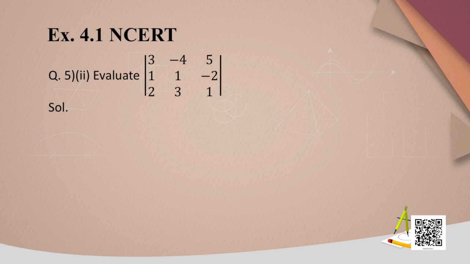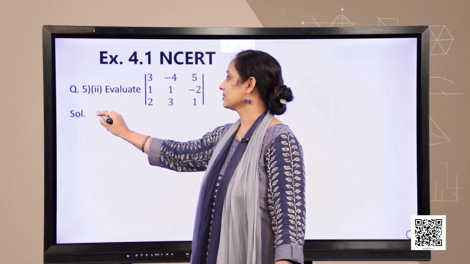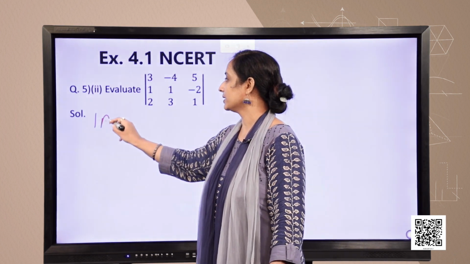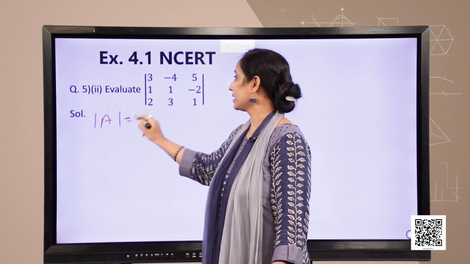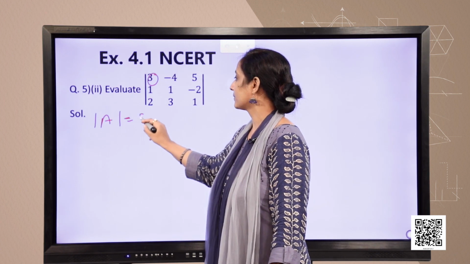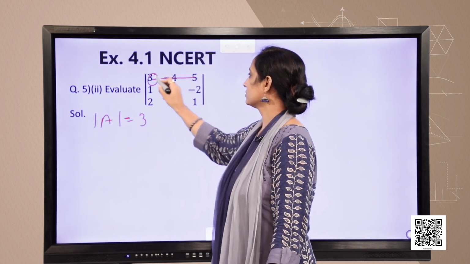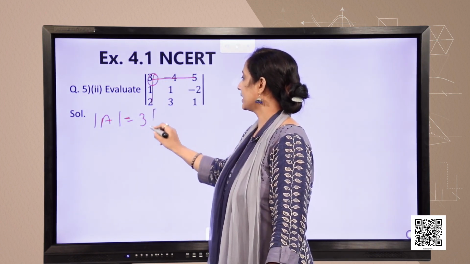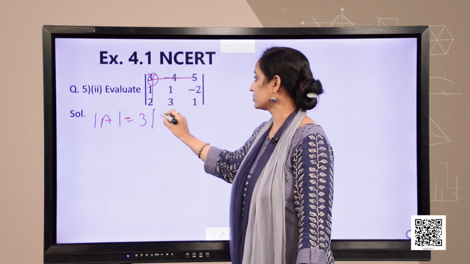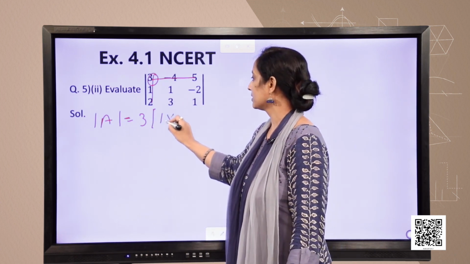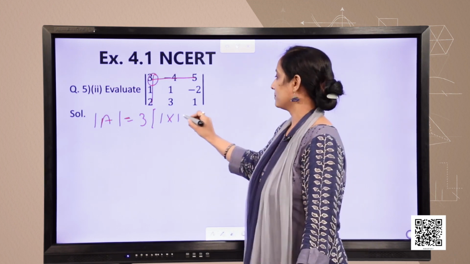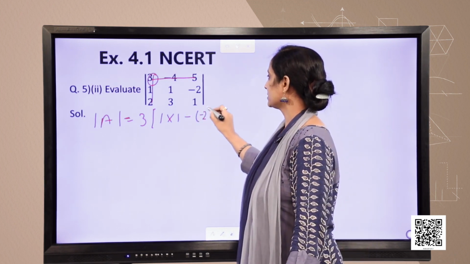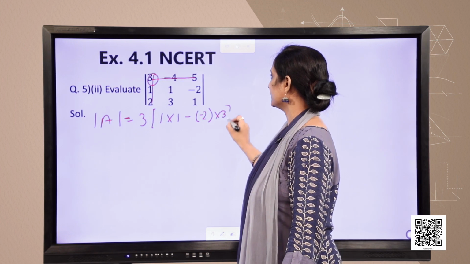Now, let us learn how to evaluate determinant of order 3. This is question number 5 from exercise 4.1 of NCERT. So, this is represented as determinant A. So, you take this first element 3, delete this first row and first column and write remaining elements, just solve them as second order determinant, 1 by 1 minus minus 2 into 3.